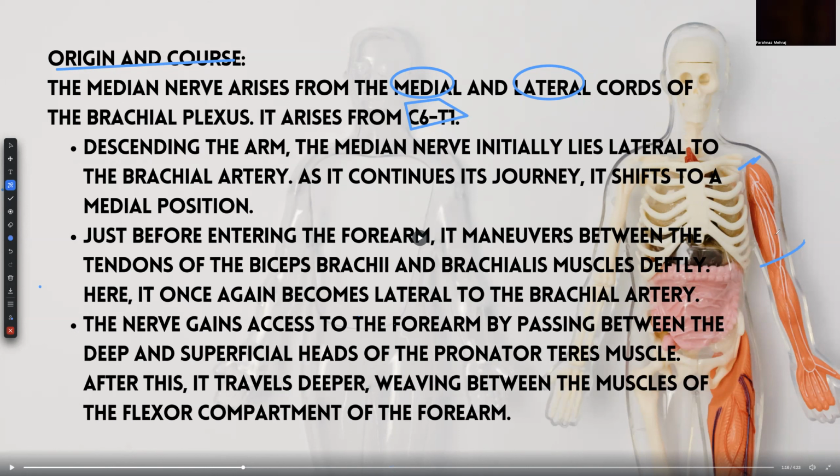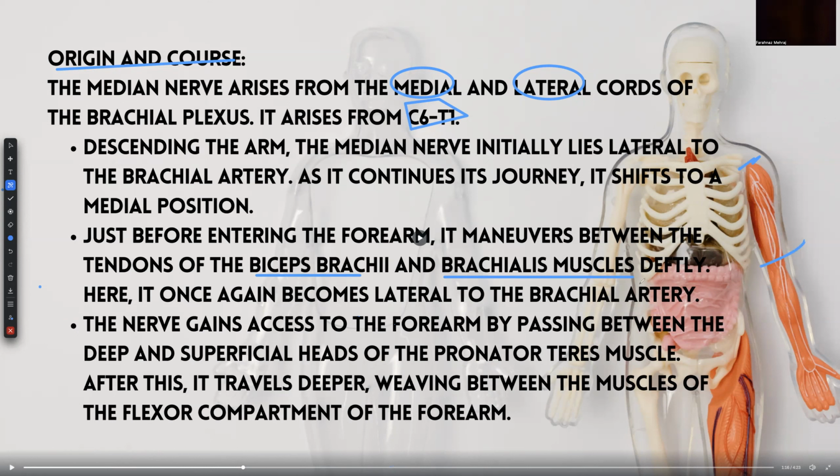Here it does this between the muscles, the biceps brachii and the brachialis muscle. Sorry, let me fix this for you guys. So this is the brachialis muscle. Just before entering the forearm, somewhere here between the tendons of the biceps brachii and the brachialis muscle, the median nerve again goes on the lateral side of the brachial artery.